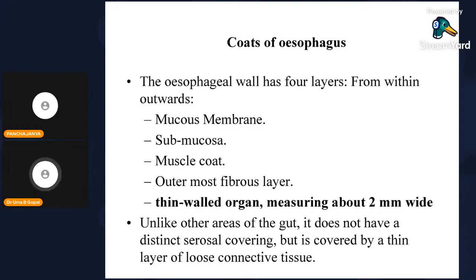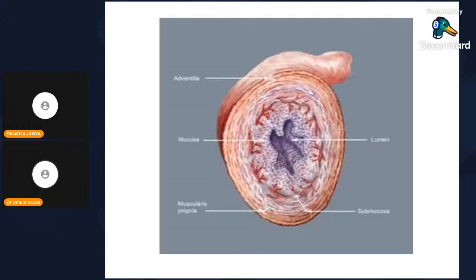It is a thin-walled organ measuring about 2 mm in width. Unlike other areas of the gut, it does not have a distinct serosal coat forming the outer layer. But it is covered by a thin layer of loose connective tissue, which forms the 4th, outermost coat of the esophagus. This is a picture of the esophagus. You can see it is constricted because of the circular muscle coat outside, and outside to that is the longitudinal muscle coat. You can see the vascular architecture inside the submucous coat and the mucous coat protruding inside longitudinally.